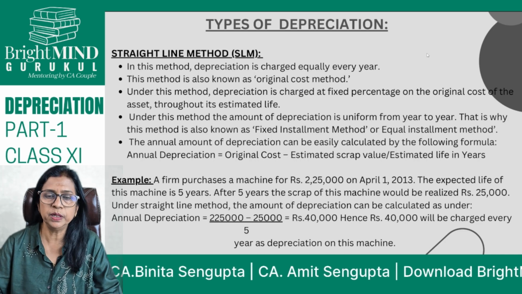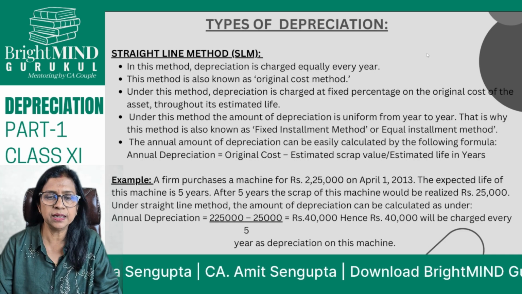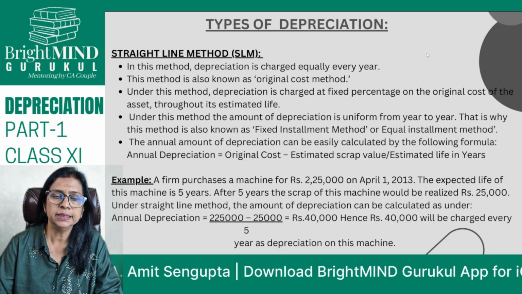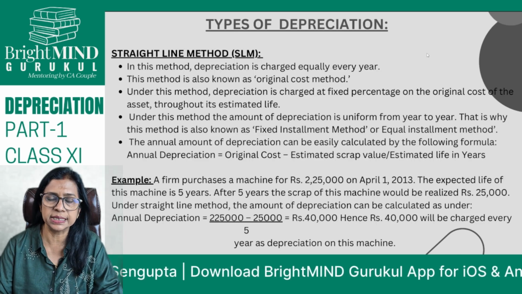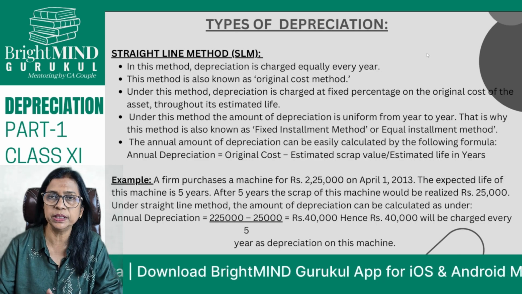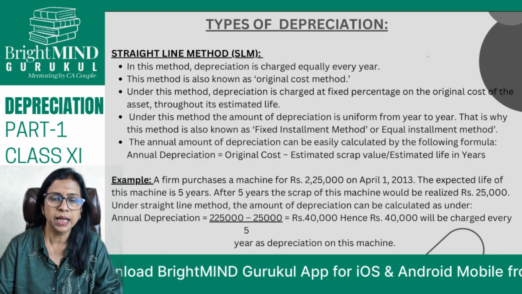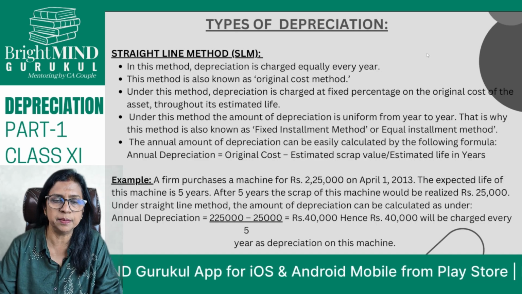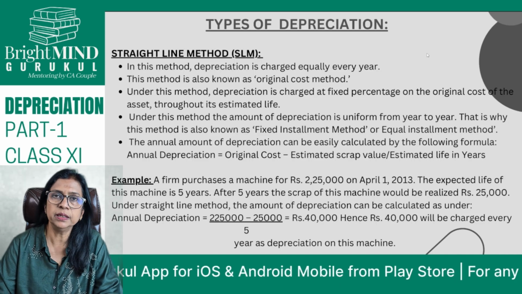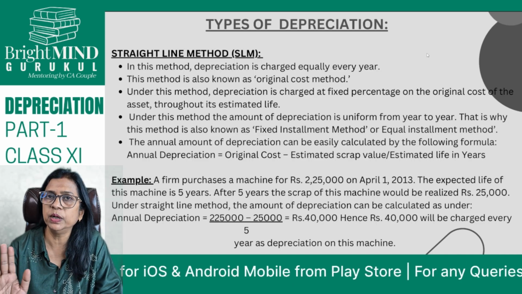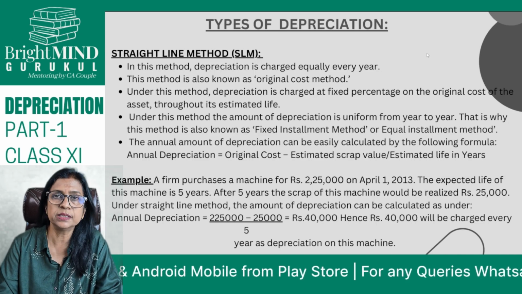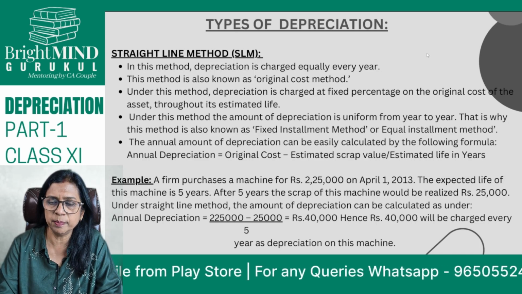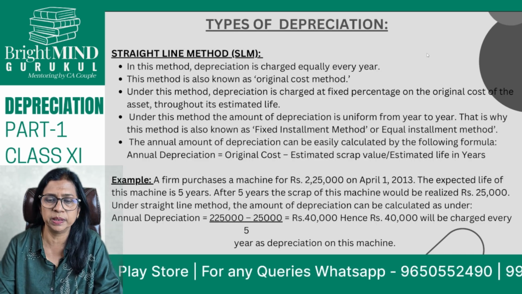So the types of depreciation methods. Let us now discuss the three methods actually. The straight line method, that is called the SLM method, the written down value method, that is the WDV method, and the unit of production method. So first start with the SLM method. This is a method where depreciation is charged equally every year. This is also known as original cost method or fixed installment method or equal installment method.